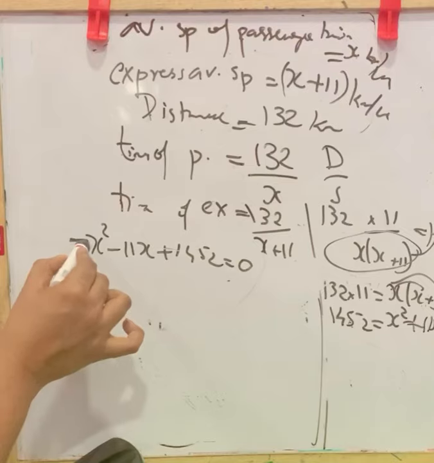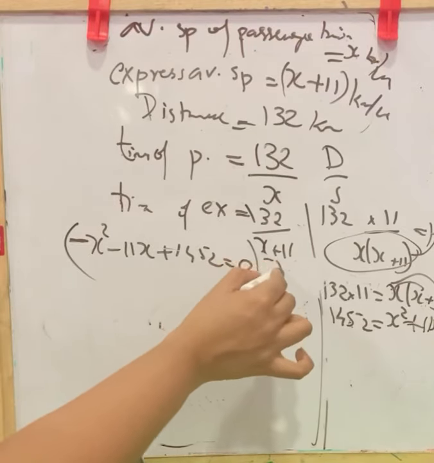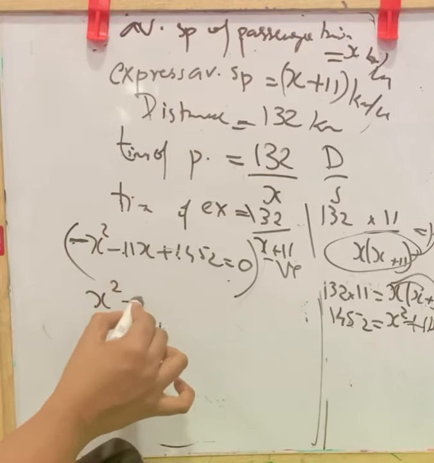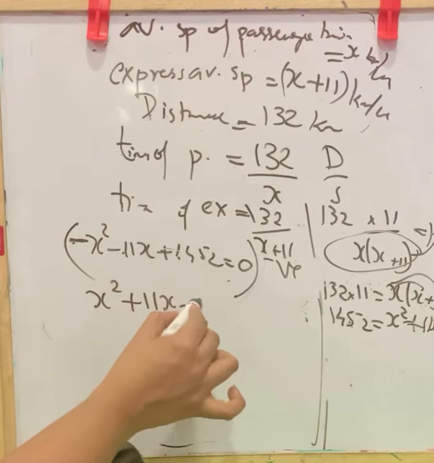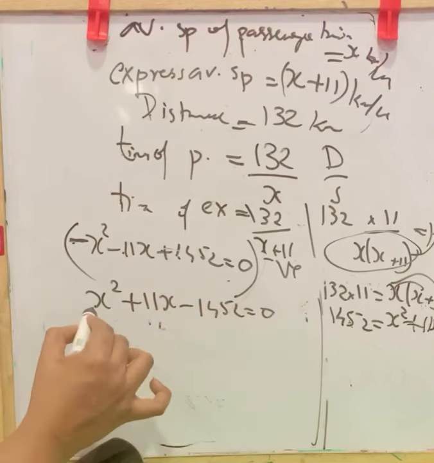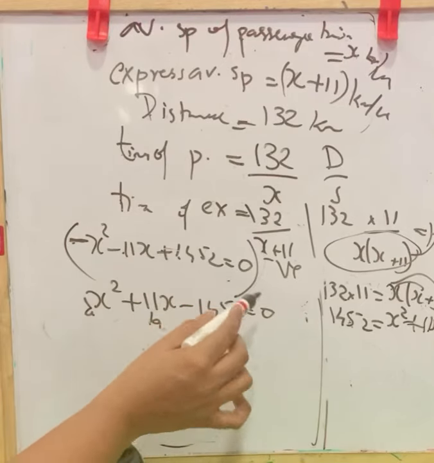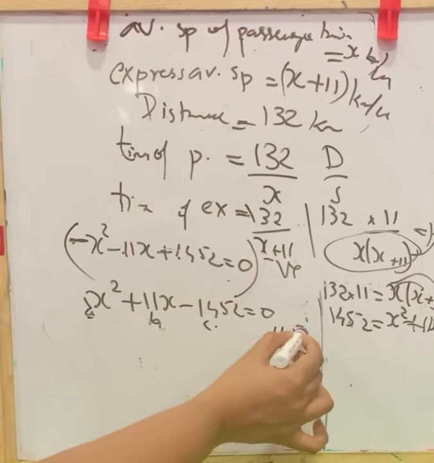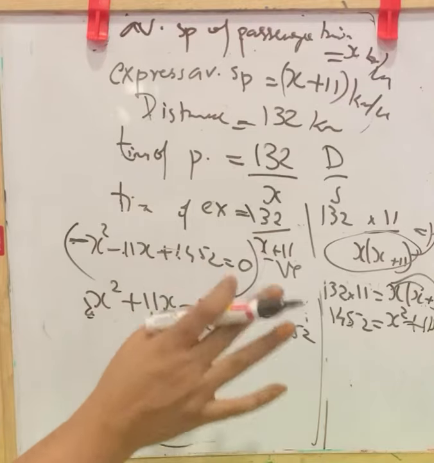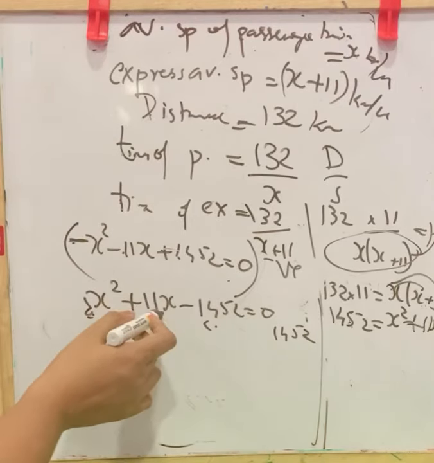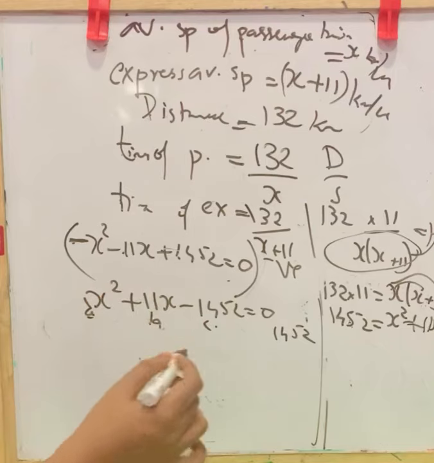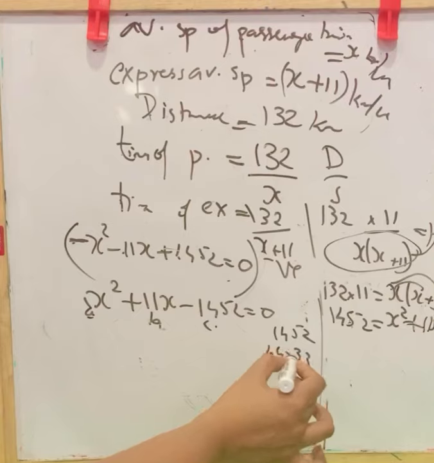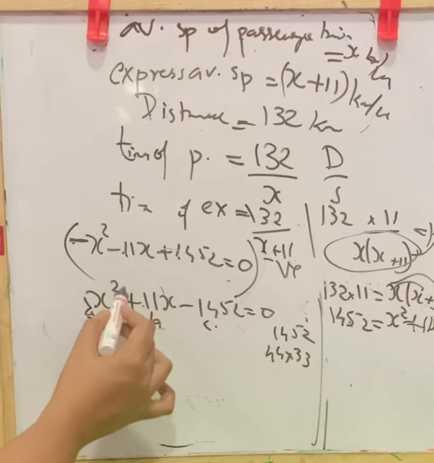Here we have negative in coefficient of x square. You want to cancel it, so multiply with another negative, it becomes positive. But here also the sign changes. This becomes plus 11x, this becomes minus 1452 equal to 0. Now a is 1, b is 11, c is minus 1452. Multiply a into c, you will get result 1452. Find all the factors of 1452. By trial and error, you have to find which is matching with b. After checking, we will get 44 into 33 is 1452 and this matches with this 11.